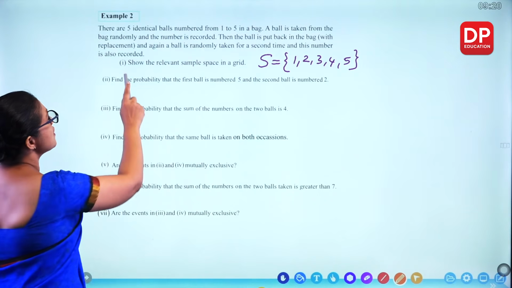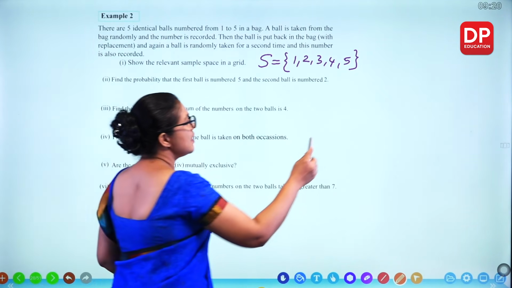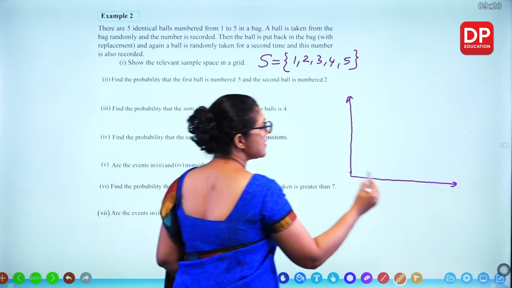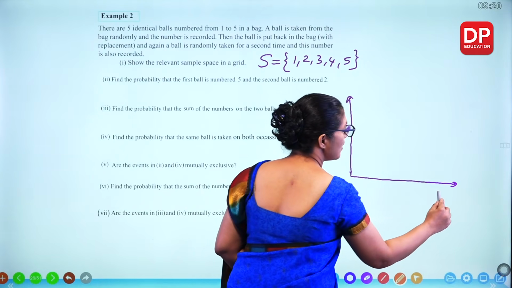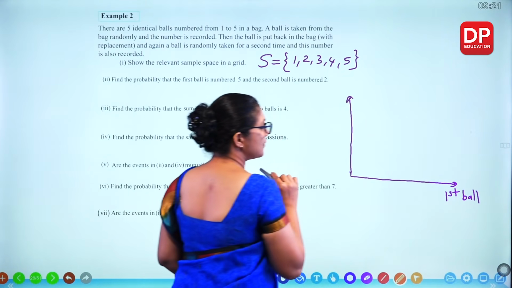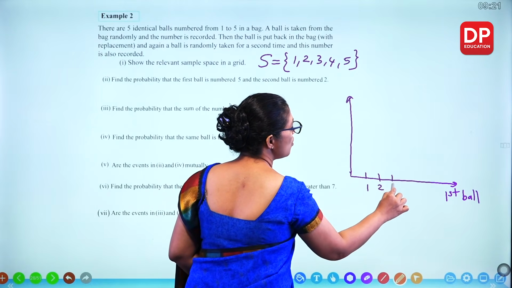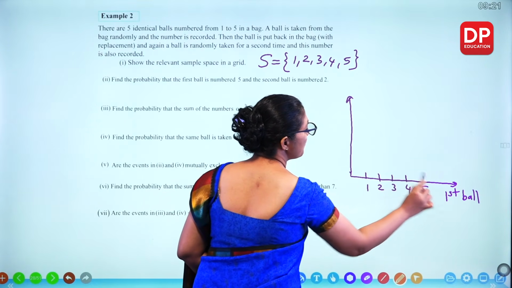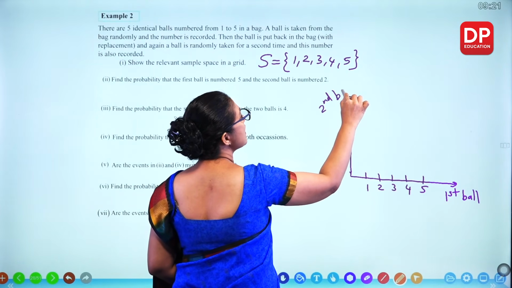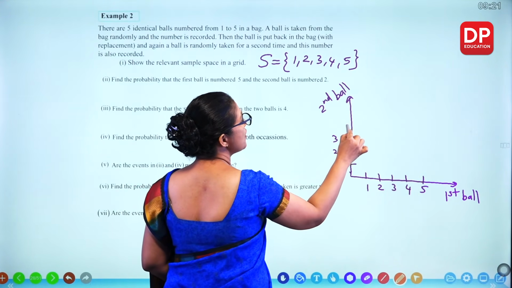Find the probability. First you have to show the relevant sample space diagram. So how many sides are there? 2 sides. We can take one side as first time taking the ball, first ball. What are the possibilities? 1, 2, 3, 4, 5. Then if you take this axis as second time taking the ball, second ball, again you can get either 1, 2, 3, 4, 5.